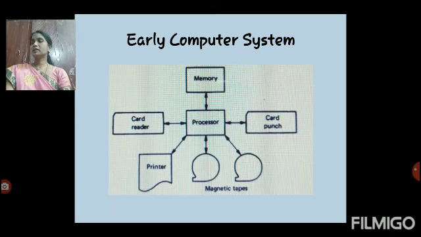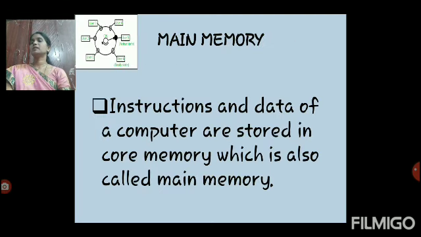So this is about the relationship of operating system with the computer system, right? And this is the computer system in early days. So there is no OS here. You see the memory is connected with the processor. Processor in turn will be connected with the devices like card reader, printer, magnetic tapes, etc. So there is no OS here. Only the memory and the processor are there, right?